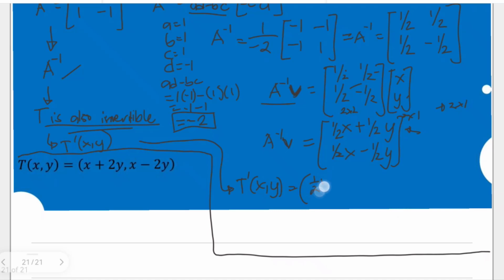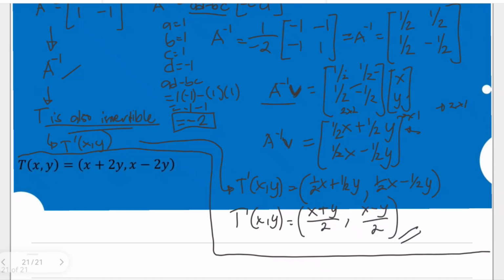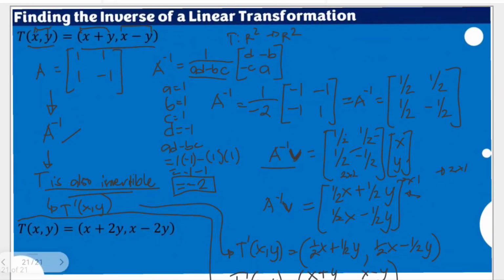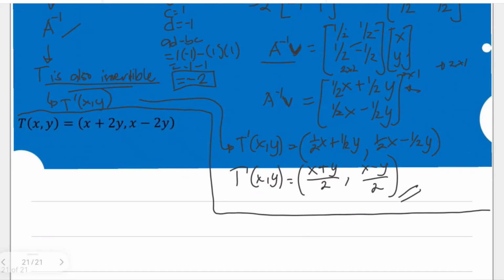You have 1 half of x plus 1 half of y, then 1 half of x minus 1 half of y. Or, since we have 1 half and 1 half, you could always factor 1 half, so you have x plus y over 2, and x minus y over 2. This is the inverse of the linear transformation described in our first given.